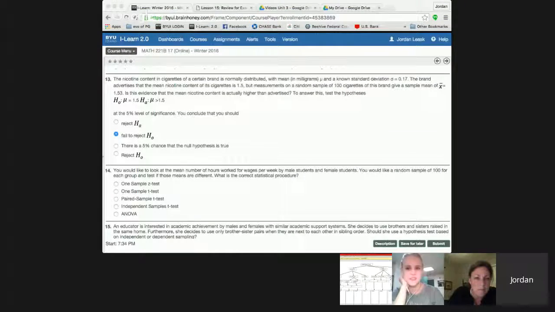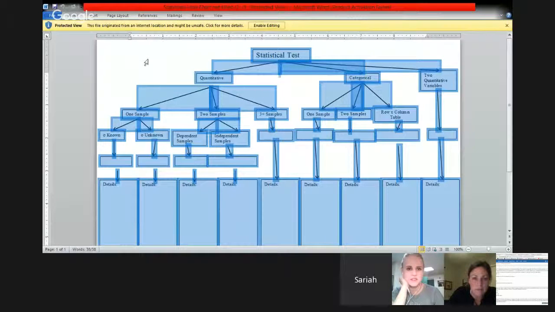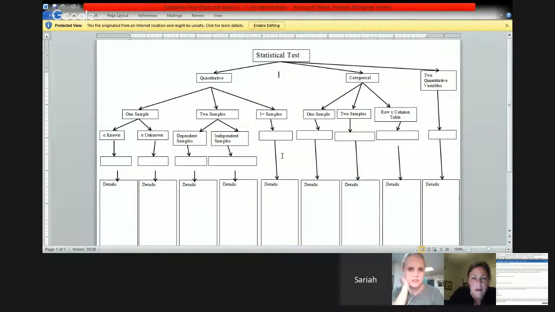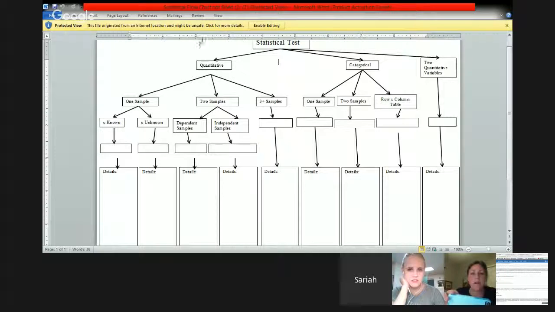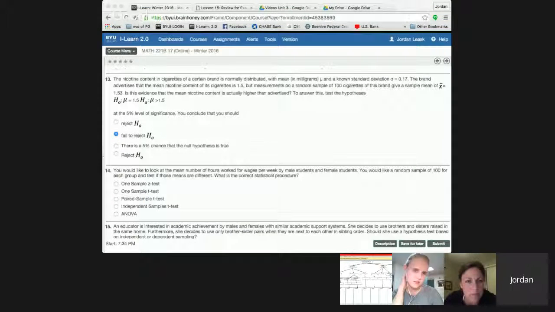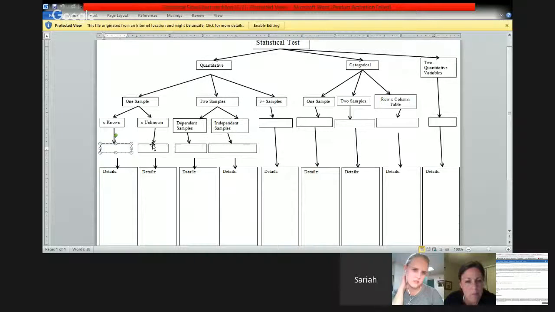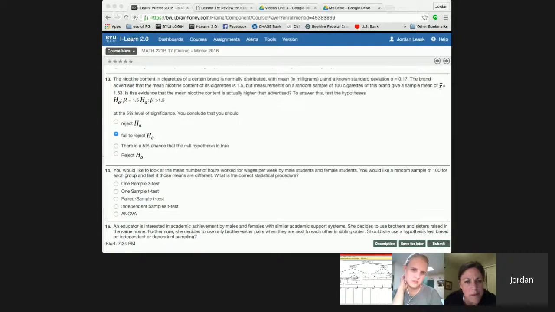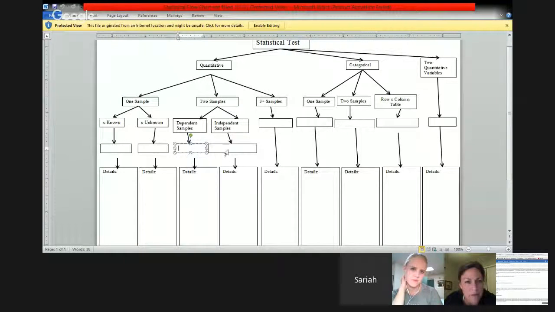Yeah. So this is a good way that a lot of students think of it. We don't need the second half of it, but we need this. If you have one sample and sigma is known, then it's a one sample z. If one sample and sigma is unknown, it's a one sample t. Two samples, if it's dependent, then it's matched pairs; independent. If it's three samples, it's an ANOVA.